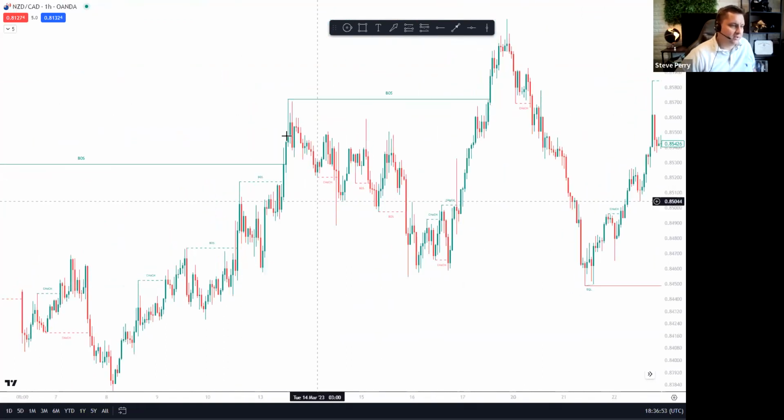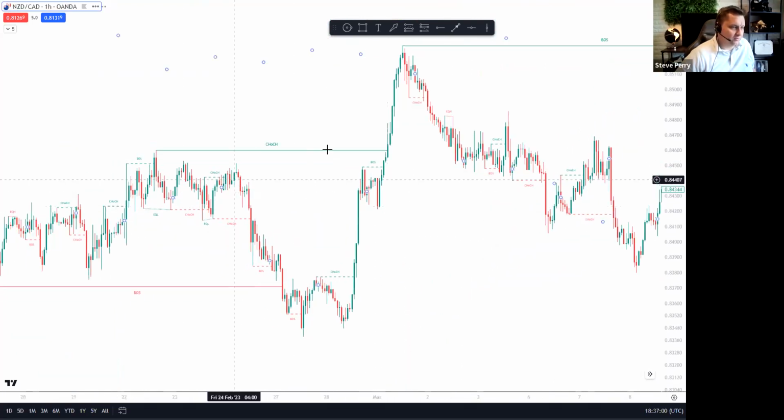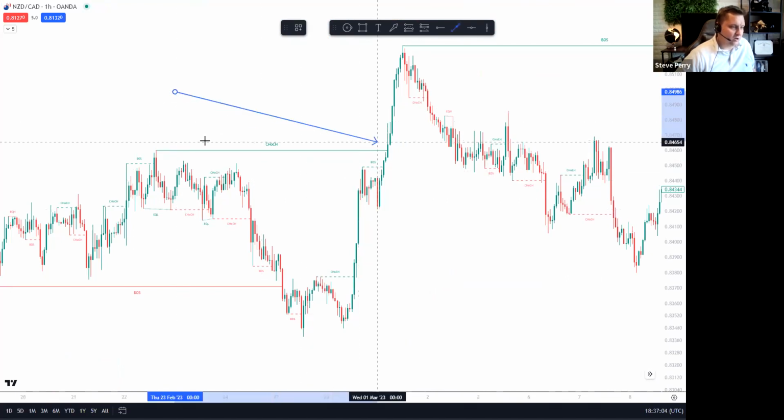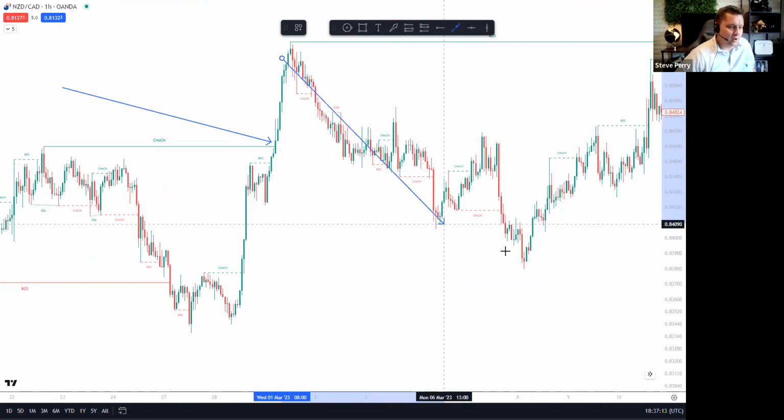Here's a BOS. Here's a BOS. It's a big BOS right there. Wow. Here's your CHoCH right here. Okay. Change of character, break of structure right there. And then you're looking for pullback buys. This one actually pulled back pretty far. It pulled back all the way to here, here, and here.